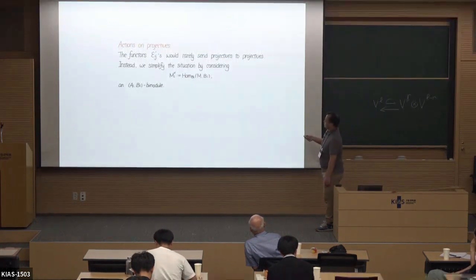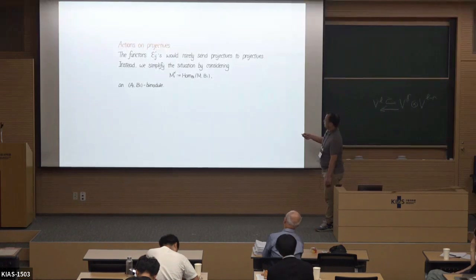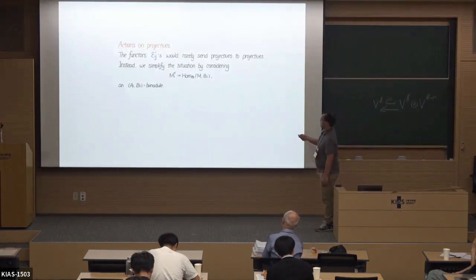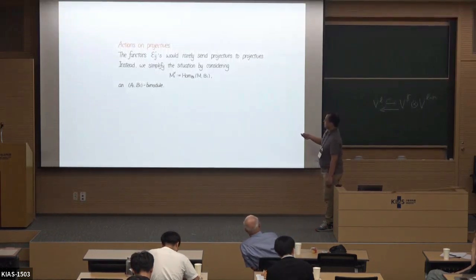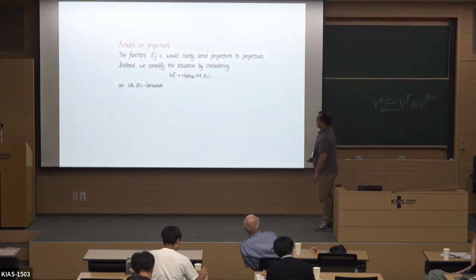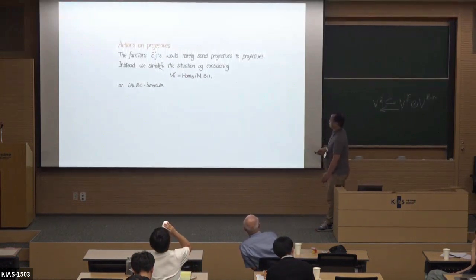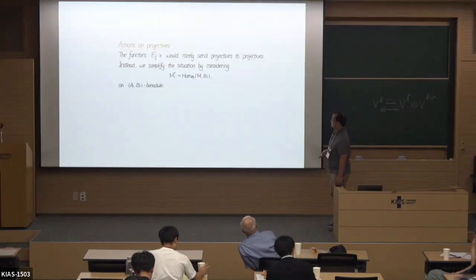So therefore, we simplify this situation by considering this module, which is M_i check, which behaves slightly nicer than M_i. M_i check, as we have seen, is by definition the dual module of M into B, and earlier we have seen that M is always projective injective. So this Hom dualization doesn't damage M too much. It doesn't lose too much homological information of M.